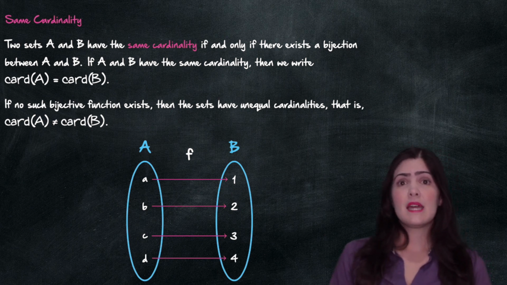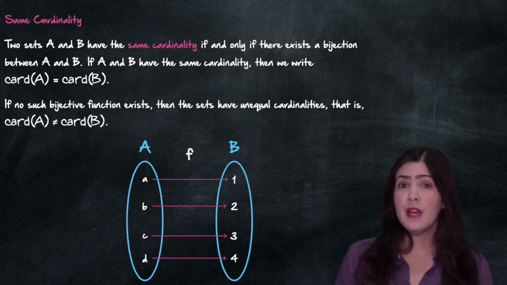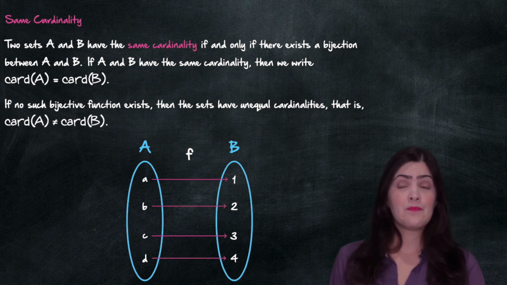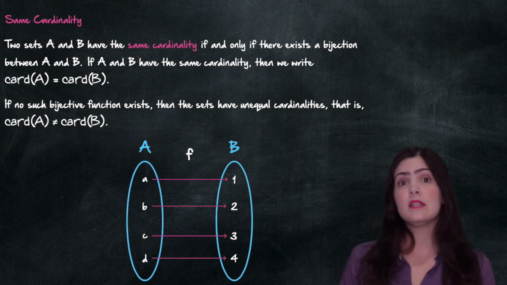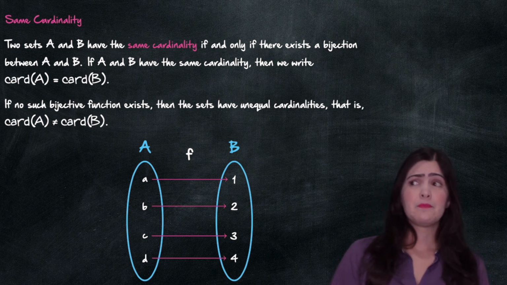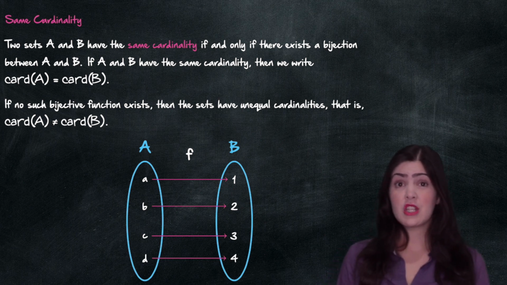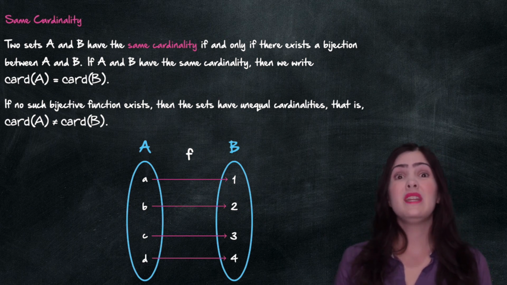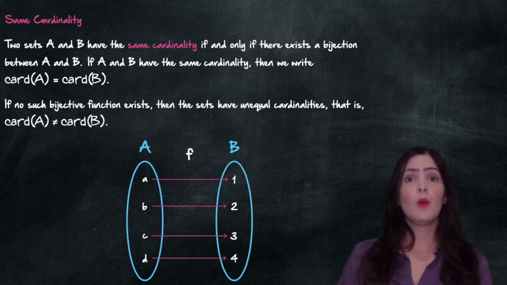So what this is telling me is that if I have two sets and I want to determine whether they have the same cardinality or not, all I need to do is to find a bijective function between the two sets. So if I have a set A and a set B, and I want to check that they have the same cardinality, I just need to find a bijective function from A to B. Now, there could be many different bijective functions that will take us from A to B. The important thing is that we need to find just one. As soon as we find a bijective function from A to B, we are done.